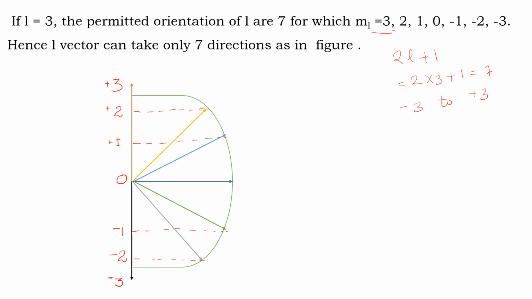The 7 orientations can be represented in the figure. That is, this is one orientation corresponding to ml is equal to plus 3. This is another orientation which is corresponding to ml is equal to plus 2, another one corresponding to ml is equal to plus 1. This is 0 and this corresponds to ml is equal to minus 1. It corresponds to ml is equal to minus 2 and this corresponds to ml is equal to minus 3. That is, this is the spatial quantization.